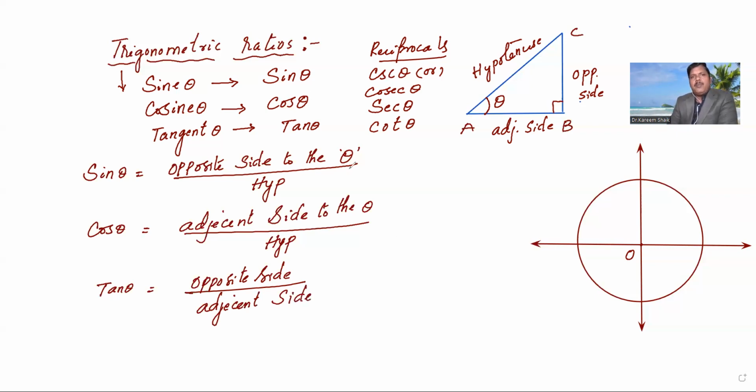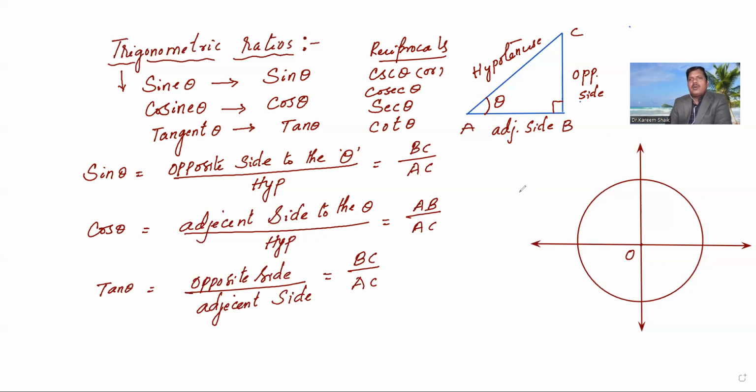Here observe, with respect to triangle ABC which I am showing now, we can write the opposite side as BC upon AC. Here the adjacent side is AB upon AC. Similarly for tan, the opposite side is BC upon AB. This is by using the right angle triangle.